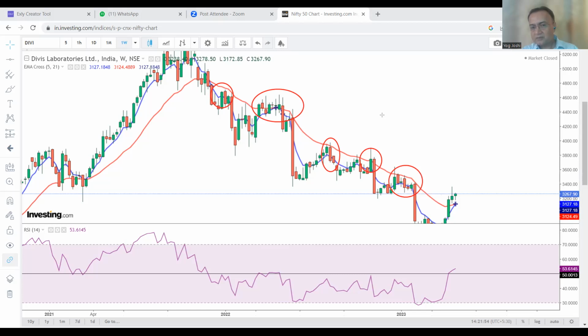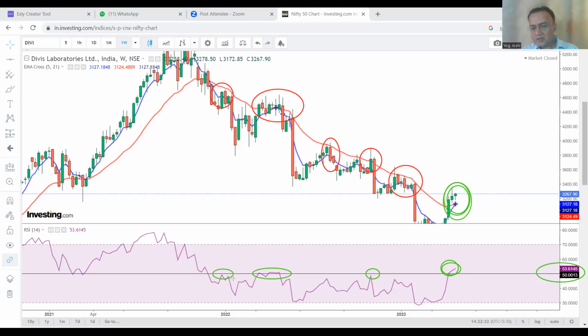What happened here? With a very confident green candle, a very bullish candle, price is able to cross this crossover. Price made a crossover with a clear cut green candle, and the RSI is also above 50. It also made a breakout at the 50 level. Earlier it was unable to break the 50 level.